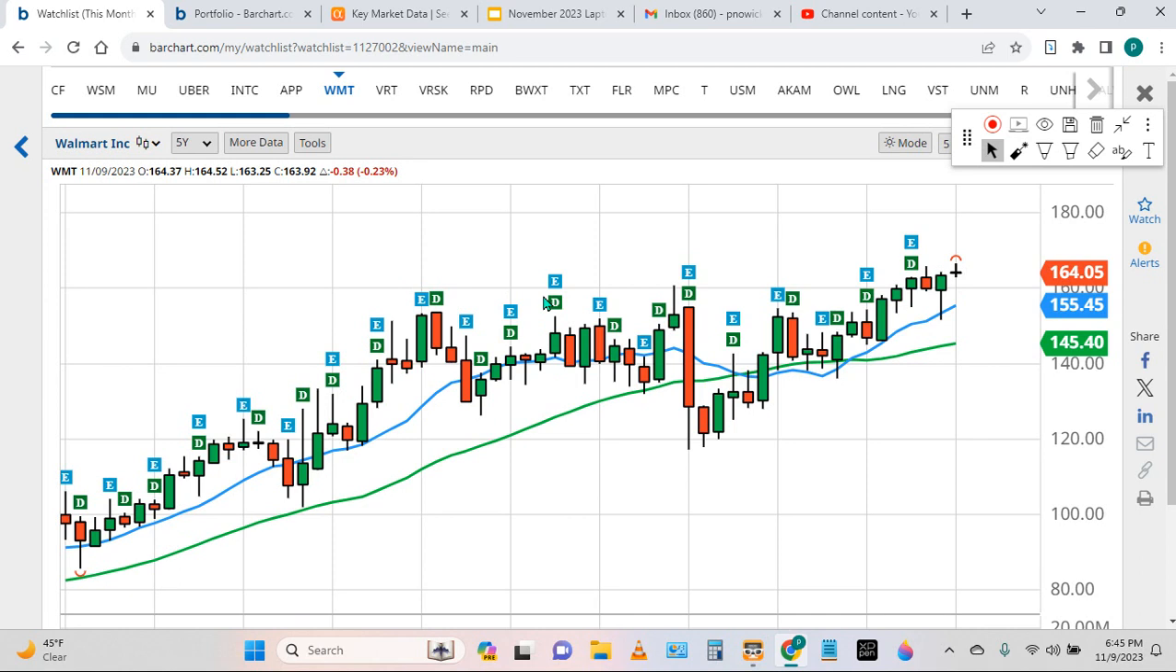And similar to NVIDIA, right? Just one of those market leaders that just made a new high. So we want to buy strength. We don't really want to buy weakness. And right now, Walmart is showing, at least in the retail industry, some strength.